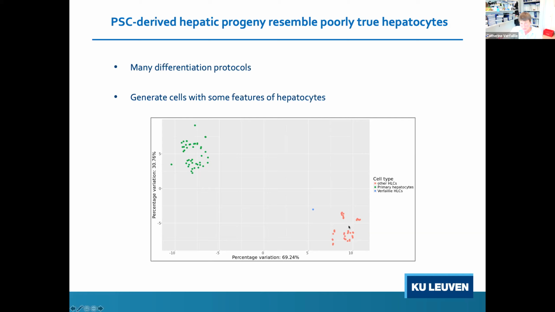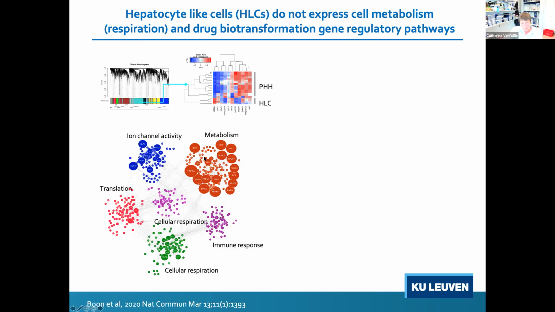So these seem to be still quite different, and that's also very clear if you look at the function of these hepatocyte-like cells. They are not quite as good as primary hepatocytes. The transcriptome studies demonstrate to us that there are a number of major differences between primary hepatocytes and hepatocyte-like cells.